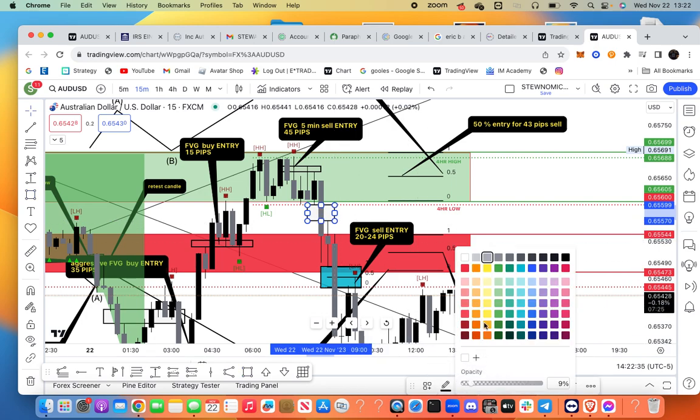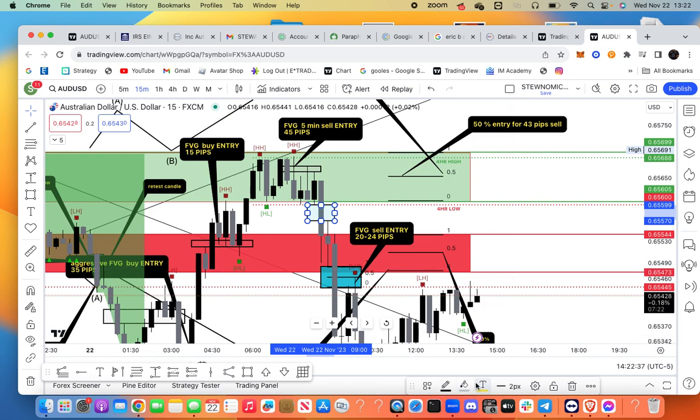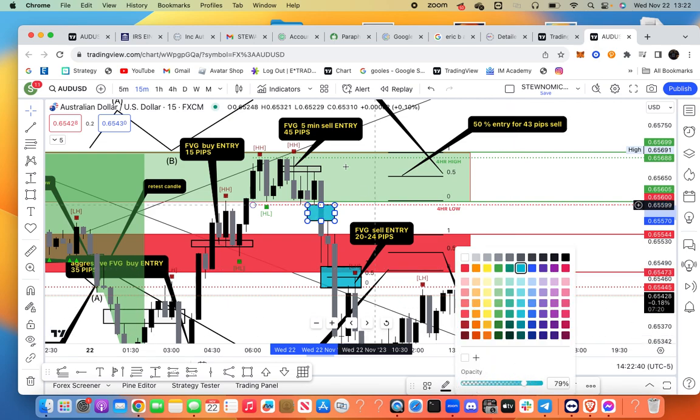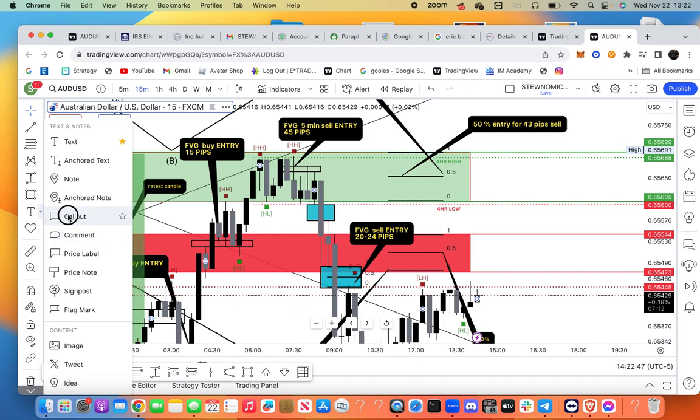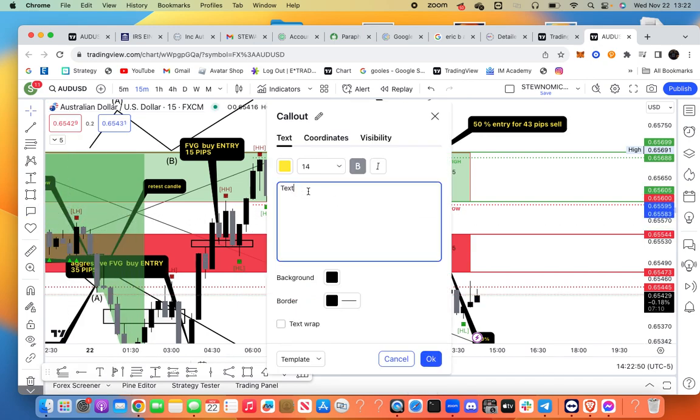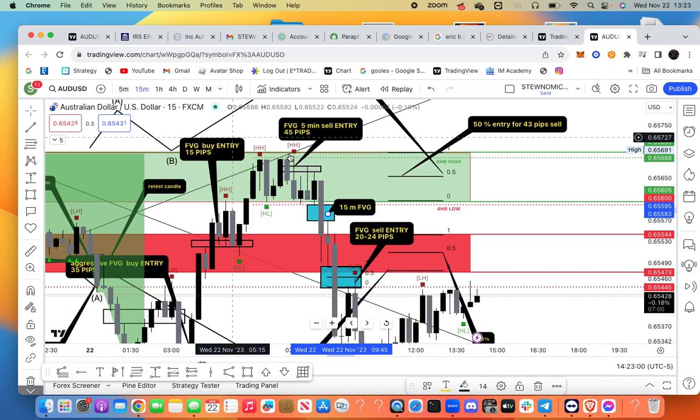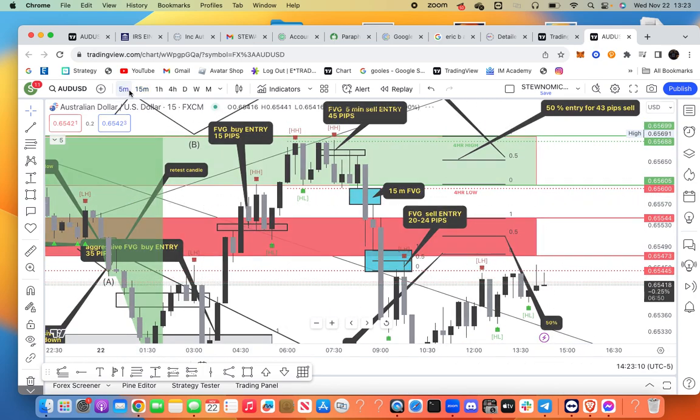We're on the 15-minute chart, and this is a 15-minute fair value gap. What I do with this, I'm gonna go over here and call it out just so we know what that is. That is a 15-minute fair value gap. Just so we know what fair value gaps are. So that was created, and the market did not come back up in here. But we're gonna go down to a lower time frame.